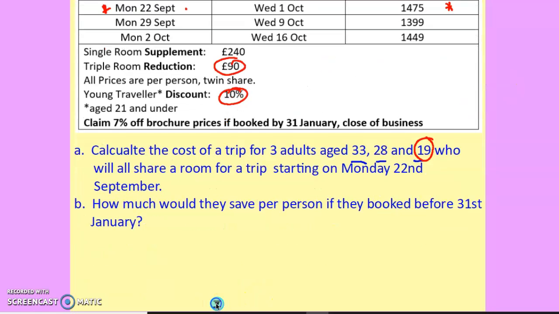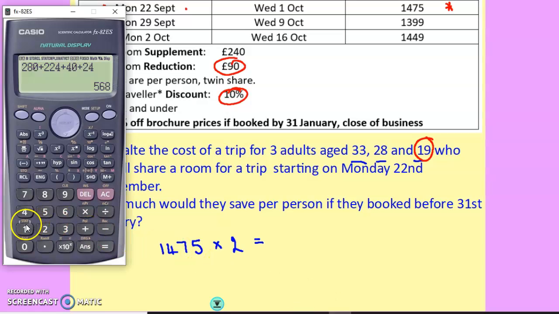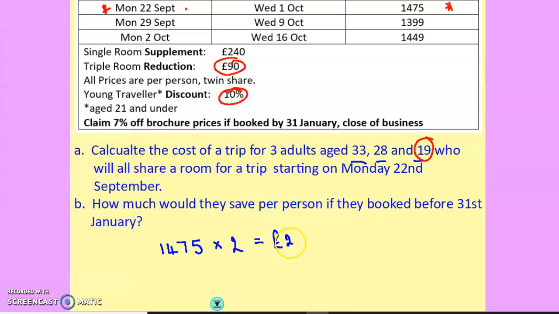Okay, so let me change my pen colour. So 2 of the adults will need to pay the £1,475. I'm going to times that by 2. Which is 2,950.